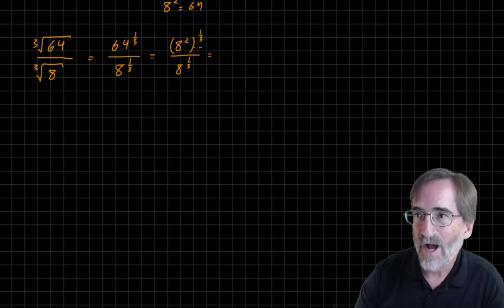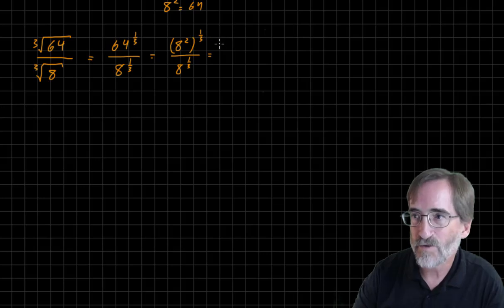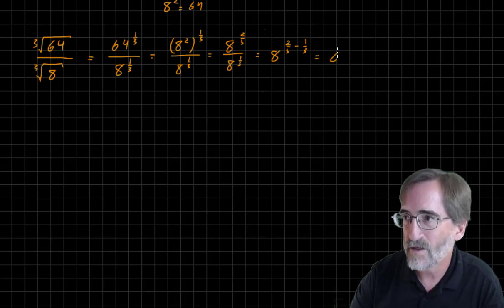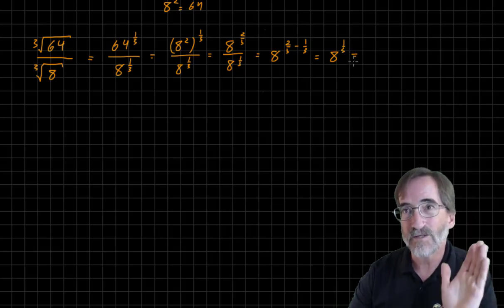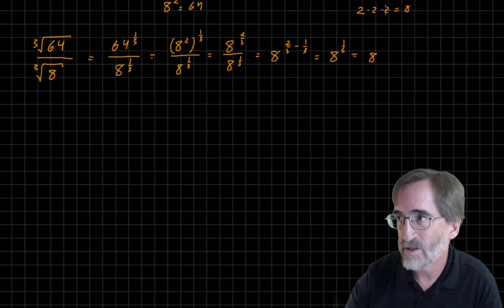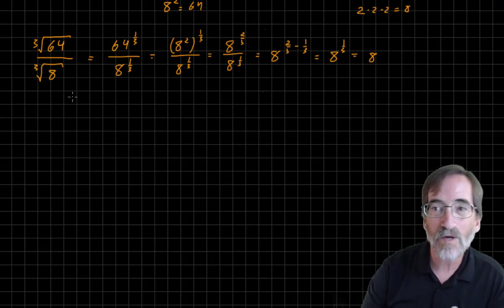Okay? Use the power of powers rule. 8 to the 2 times 1/3 is 8 to the 2/3 over 8 to the 1/3. Now we have the quotient of powers rule. This is 8 to the 2/3 minus 1/3. 2/3 minus 1/3, they have a common denominator already, is 8 to the 1/3. And the cube root of 8, what times itself times itself again, is 2, because 2 times 2 times 2 equals 8. Okay? All right, so that's the way taught in the lesson.